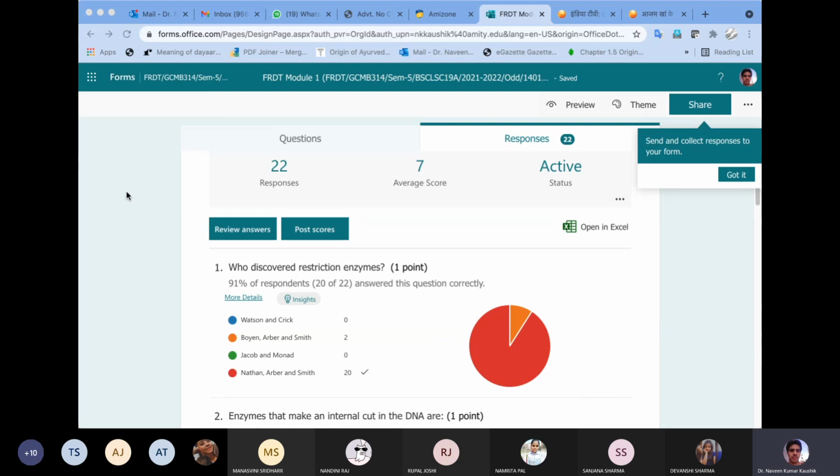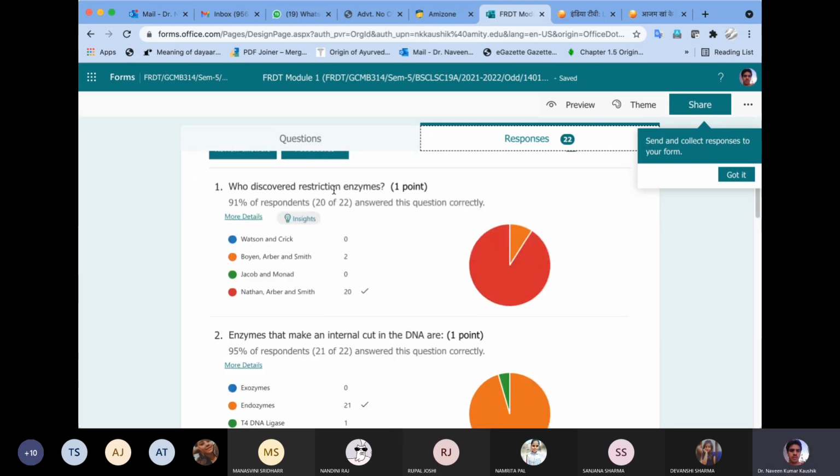So first, we should discuss your test. Many of you scored very nicely, and some were very poor. So it's better to discuss the answers, what the right answer is, and what you have attempted. The first question was: who discovered the restriction enzyme? It's a simple question of history.